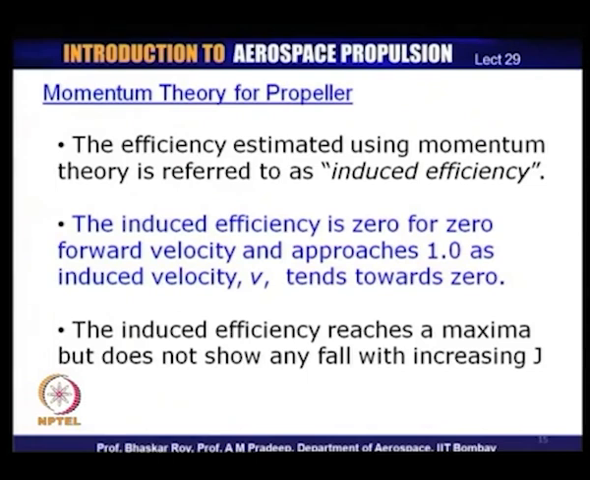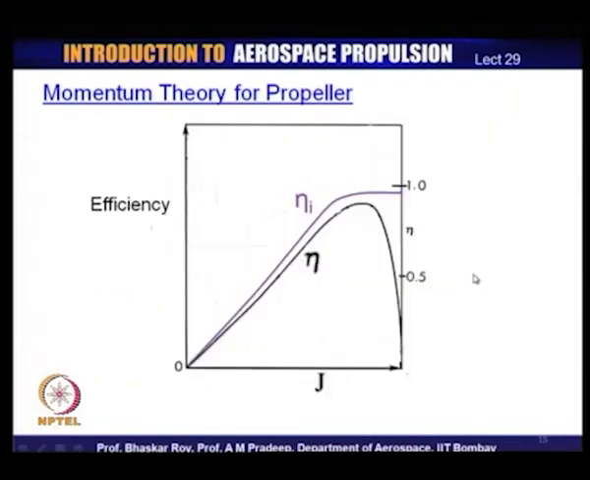The third point which I mentioned is that the induced efficiency reaches a maxima and does not show a fall with increasing J. This is what is shown in the figure. The actual efficiency of a propeller would go up, and then somewhere along the way the propeller efficiency would start falling with the advance ratio J. J is designated as advance ratio. So, if you plot efficiency versus advance ratio, the efficiency keeps on increasing depending on the propeller design, and at a particular advance ratio it reaches its maximum.